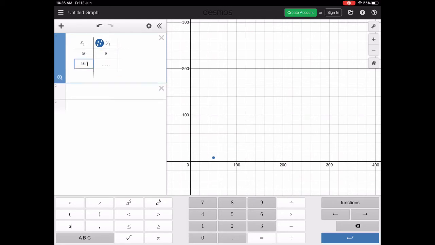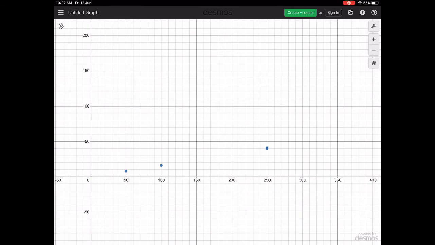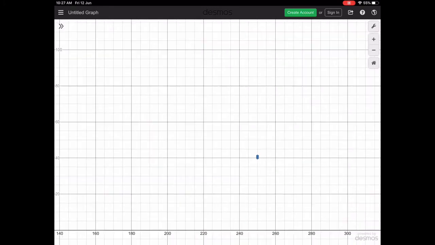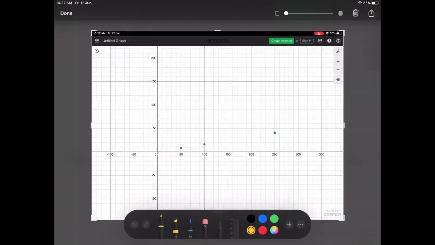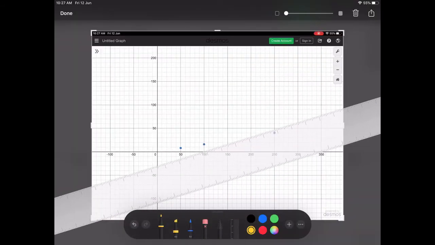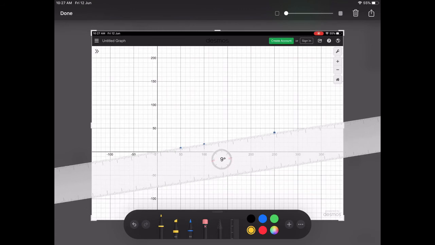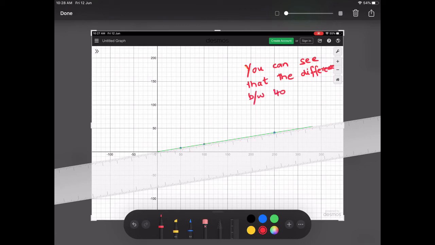We plot the mass on x-axis and the extension on the y-axis. At this point, I shall make another point on the graph that is 250 grams and 40 centimeters, and we will see how much that changes our system. You can see that the difference between 40 and 41 centimeter is very small. Let's pass a line through all the 3 points. We can see that the line is passing through the origin. And we can also see that the 40 and 41 centimeters are indistinguishable.